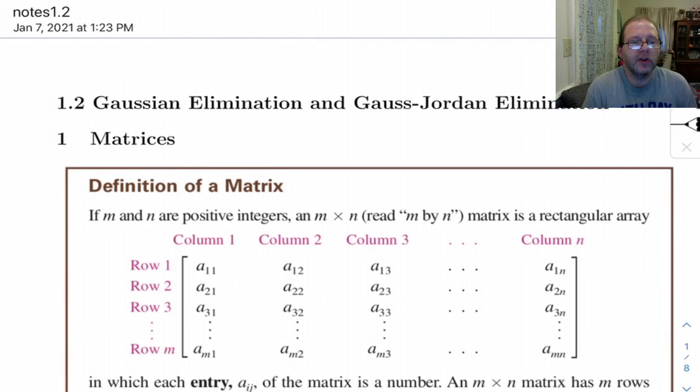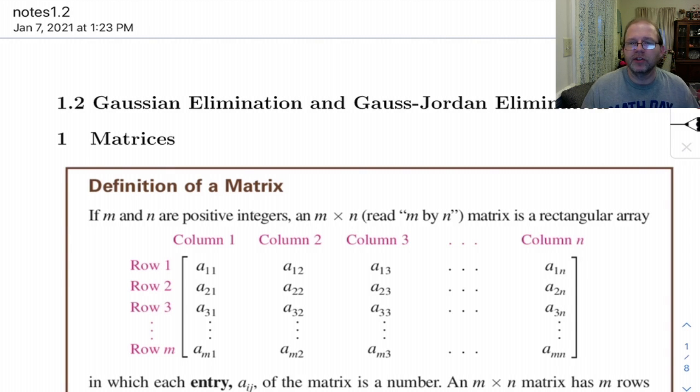Section 1.2 is called Gaussian elimination and Gauss-Jordan elimination. Both of those are techniques we can use to solve a system of linear equations by representing them as matrices and then manipulating the matrix. So first up, let's define matrix.